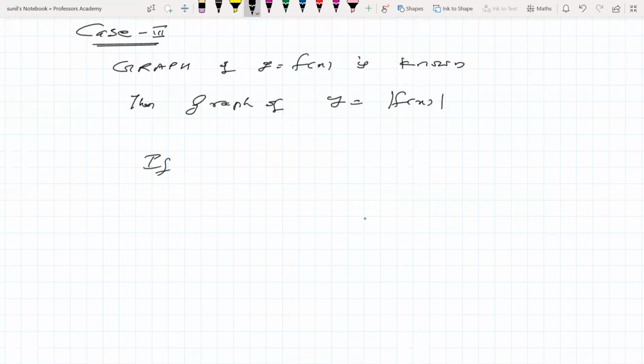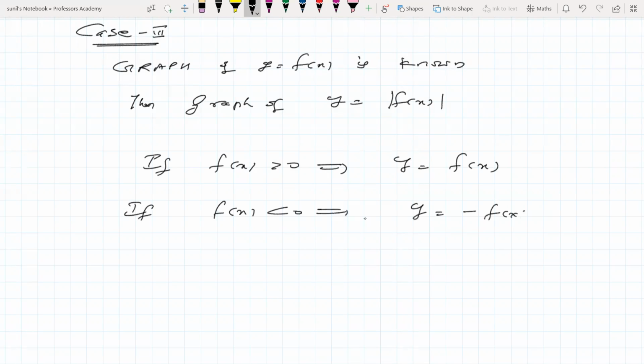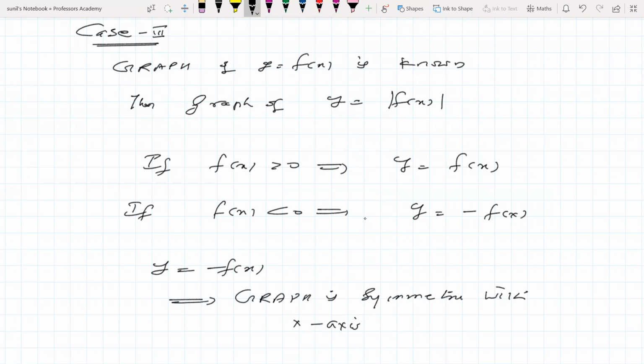If f(x) is positive, then there is no change. Same graph we will get. Whenever f(x) becomes negative, then this value of y becomes minus f(x). So y equal to minus f(x). What is the meaning of that? Here, the graph is symmetric with x-axis compared to the earlier graph.